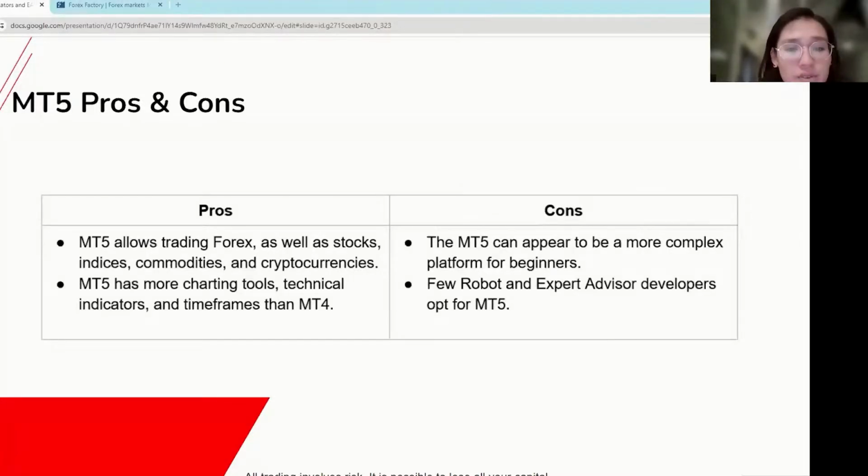MT5 allows trading Forex as well as stocks, indices, commodities, and crypto, has more charting tools, technical indicators, and timeframes than MT4. Some cons is that the MT5 can appear to be a more complex platform for beginners, and there are fewer robot and expert advisor developers who opt for MT5.